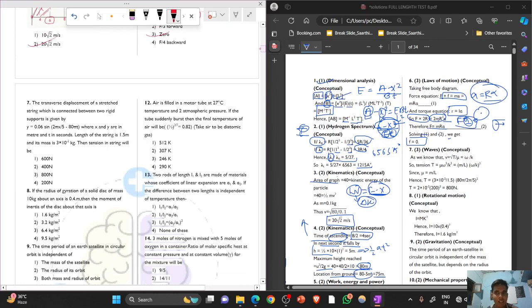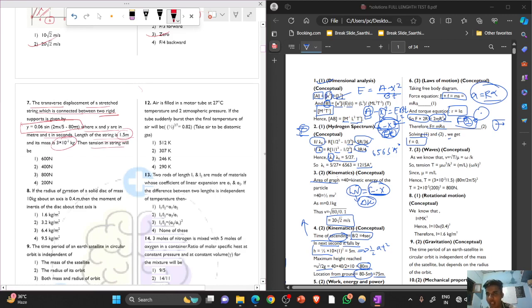A transverse wave displacement on a stretched string connected between two rigid supports. The equation of displacement of the wave is given in this way, and the length of the string is given in this way, where x and y are in meters. The length of the string is this, and the mass is this. The tension in the string. It's simply asking about the tension, and you just need to use the formula of the tension.